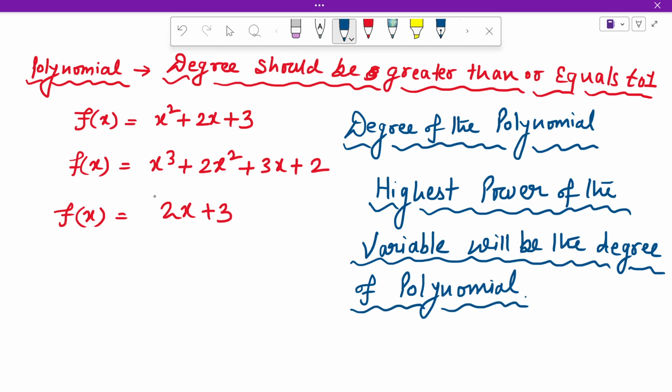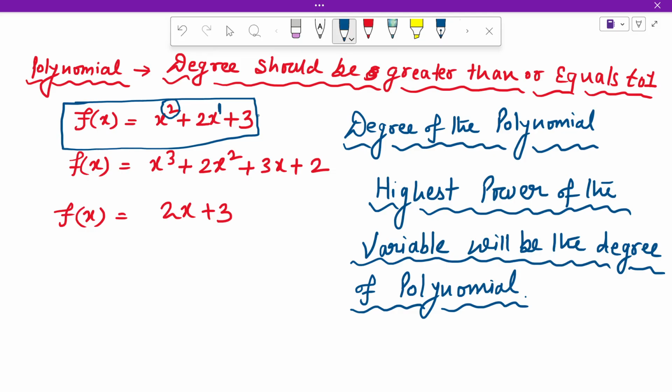Okay. So in the first example here, can you tell me what is the degree of the polynomial? Here the highest power of x is 2, followed by x, where the power is 1, and with the 3 constant term there is no variable attached, so here we are not going to count any power of the variable.